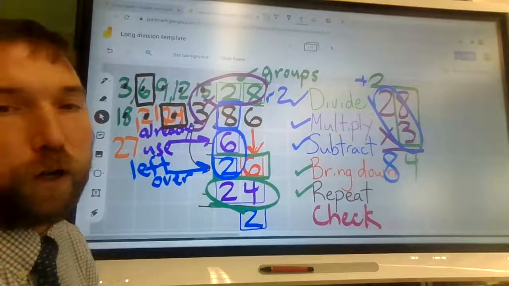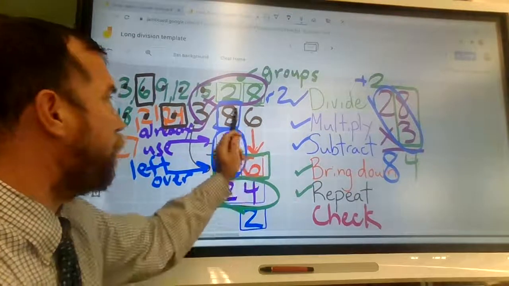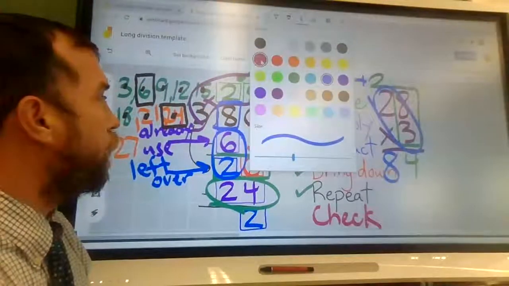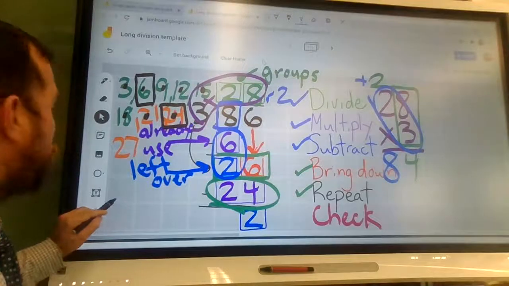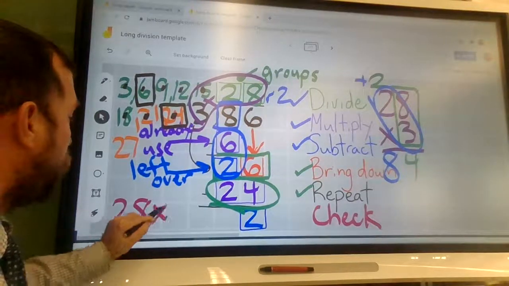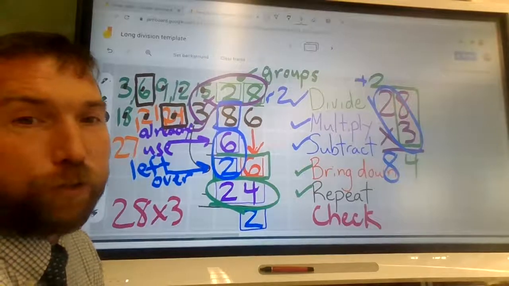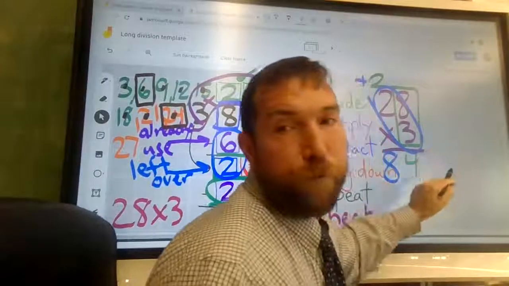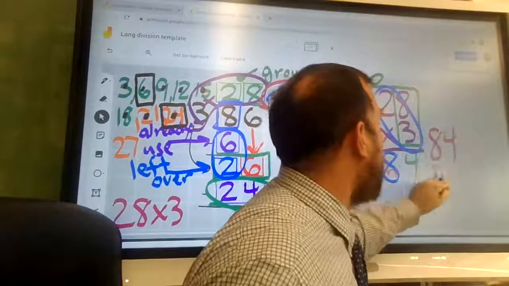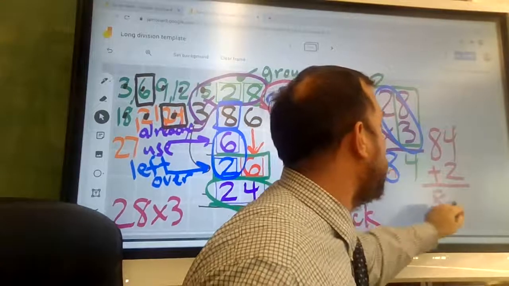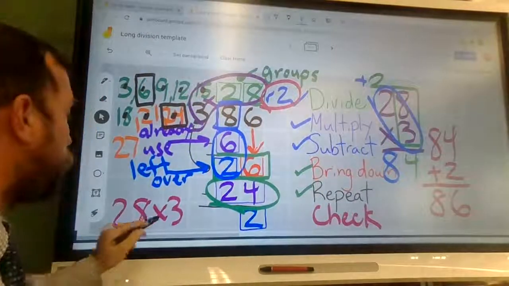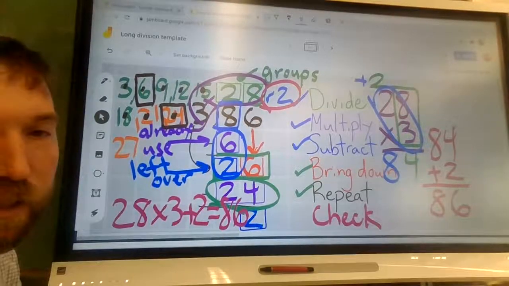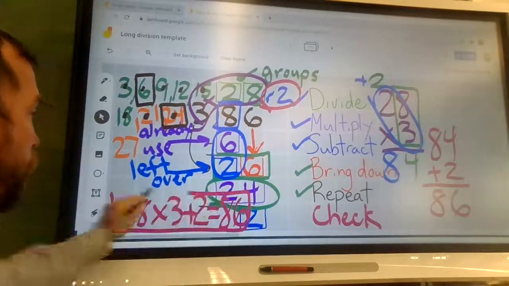There's 84. I'd be saying, whoa, wait a minute. I was trying to get to 86. What happened? Okay, so when I was doing out my problem, I did 28 times 3. But that did not get me to 86. What I was missing was my remainder. I would then take 84, and I would add that 2 back on. That was my remainder. That gets me to 86. So I do 28 times 3 plus 2. That equals 86. Okay, this would be kind of your check.